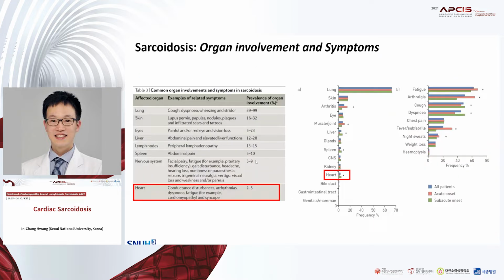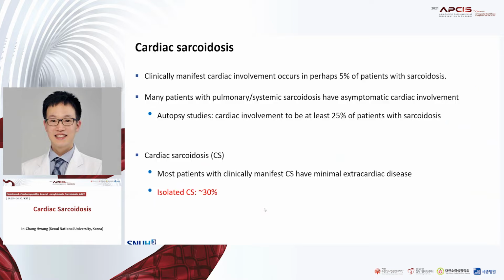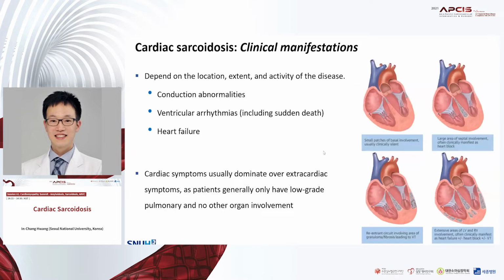This disease can involve various organs, and cardiac involvement is reported only in 2% to 5%. However, according to an autopsy study of patients with sarcoidosis, cardiac involvement was identified in at least 25% of patients with sarcoidosis. So it means that subclinical cardiac involvement is common. When you focus on the patients with cardiac sarcoidosis, most of them have minimal extracardiac disease, and about 30% have isolated cardiac sarcoidosis. The symptoms and signs of sarcoidosis depend on the location, extent, and activity of the disease.